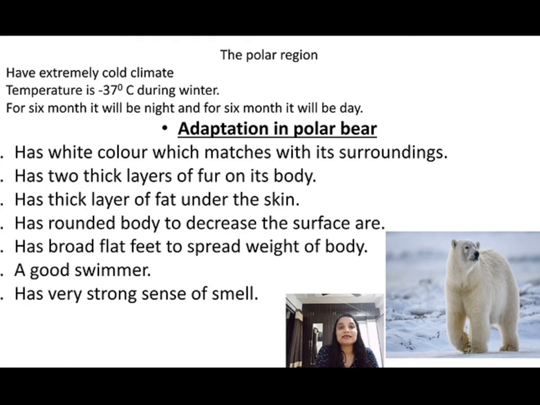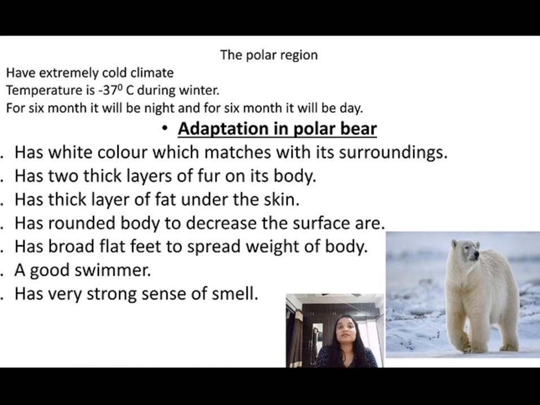Second is two thick layers of fur on its body. As you all know, during winter season we wear a sweater which is made up of fur. Why do we wear it? Because this fur makes an insulated coat on our body and we feel warm. So they have been given a natural sweater, that is two layers of fur, to protect them from the extremely cold climate.